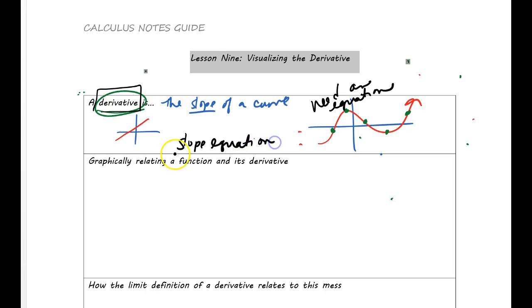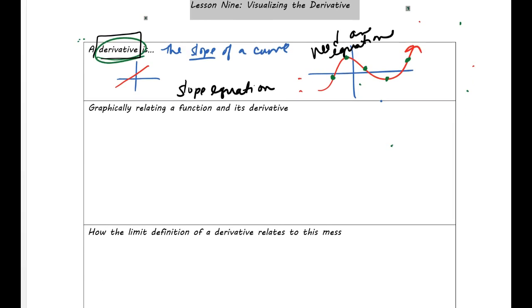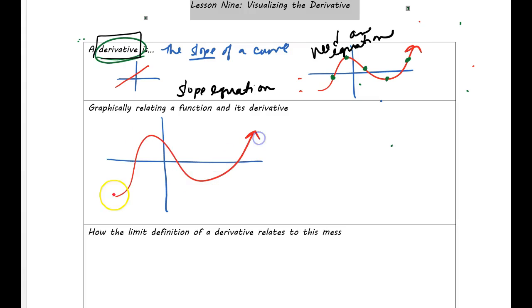Hopefully that's not clear as mud. Hopefully that makes a little bit of sense. Okay, graphically relating a function to its derivative. This might actually help you out just a little bit. So the idea here is that if I have a function or a graph, let me draw something like this, something funky like that.